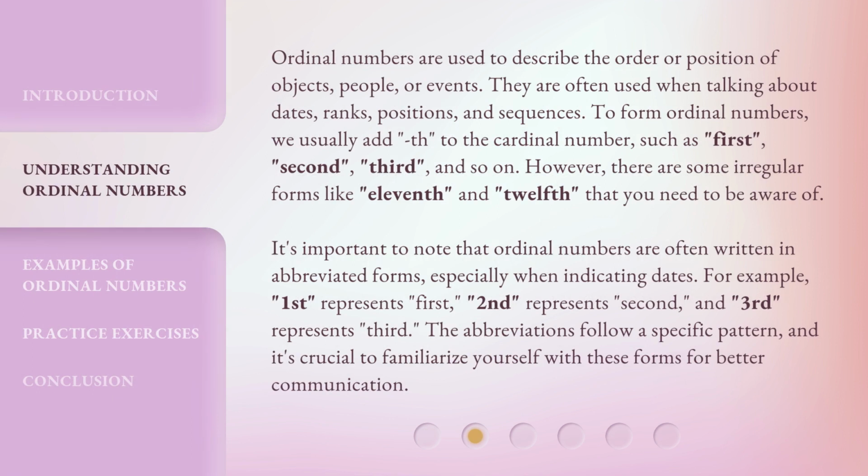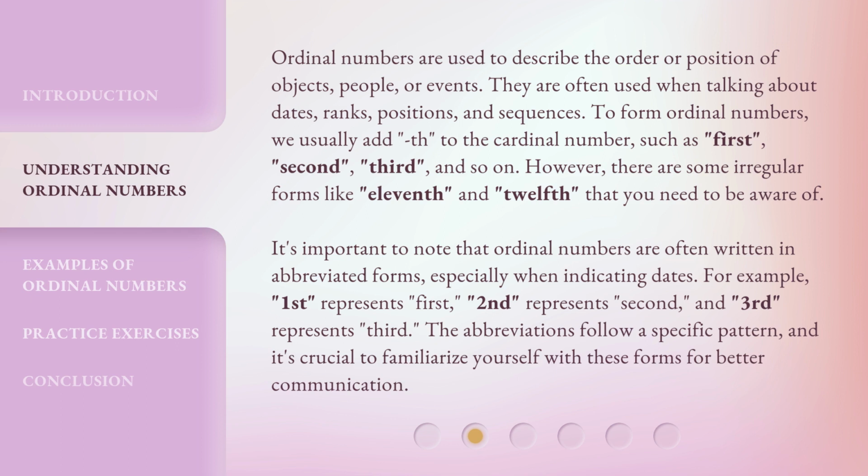Ordinal numbers are used to describe the order or position of objects, people, or events. They are often used when talking about dates, ranks, positions, and sequences. To form ordinal numbers, we usually add th to the cardinal number, such as first, second, third, and so on. However, there are some irregular forms like 11th and 12th that you need to be aware of.